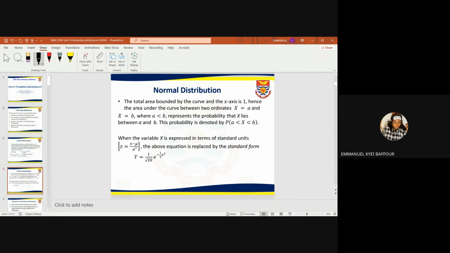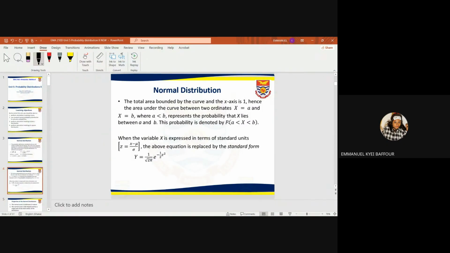Now the area that is bounded by the curve and the x-axis is always equal to 1, because we know that the probability cannot be greater than 1. So based on this, we can calculate various probabilities that are associated with certain values or scores.